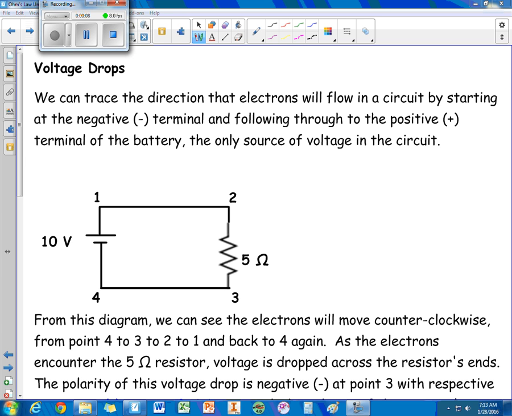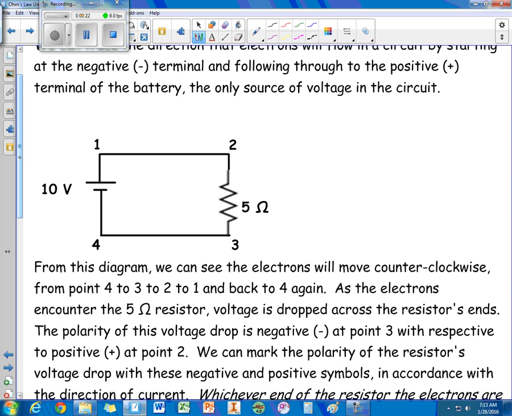We can trace the direction that electrons will flow in a circuit by starting at the negative terminal of a battery and then following it through to the positive terminal. That's if that battery is the only source of voltage in the circuit.